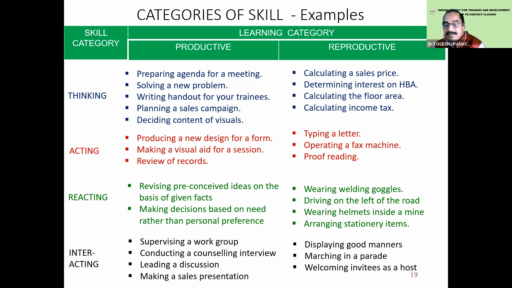Interacting, like supervising a working group. Now, the method of supervision differs. For the method of supervision, carrot or stick, you can take either. But displaying goods and all, don't put more emphasis on that. The productive is where you can show your creativity. Reproductive is where there is no creativity. It is only one way of doing the thing, something standardized.